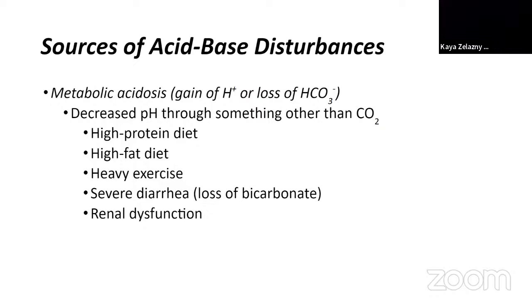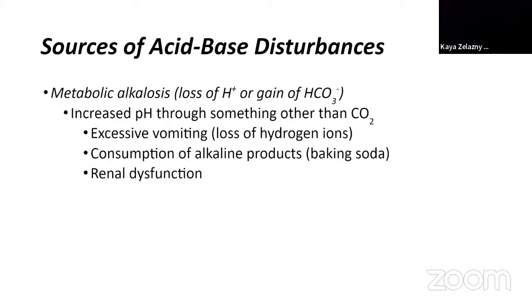But finally, renal dysfunction. So inappropriate sort of adjustment of our pH. So if we're not reabsorbing enough bicarbonate, for example, we're not synthesizing bicarbonate, we're not secreting enough hydrogen ions, this could also cause metabolic acidosis. We'll be kind of focusing in on that renal component as well. And the reverse, metabolic alkalosis, would be an increased pH for some other reason than messing with our CO2.